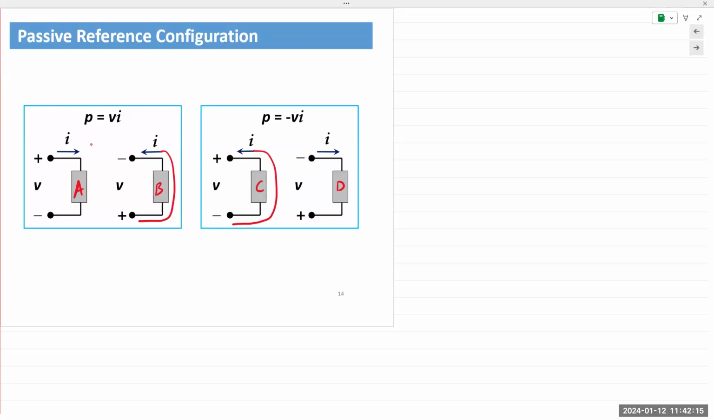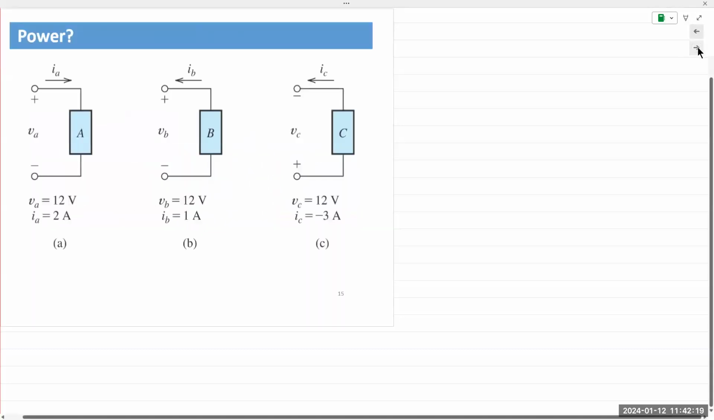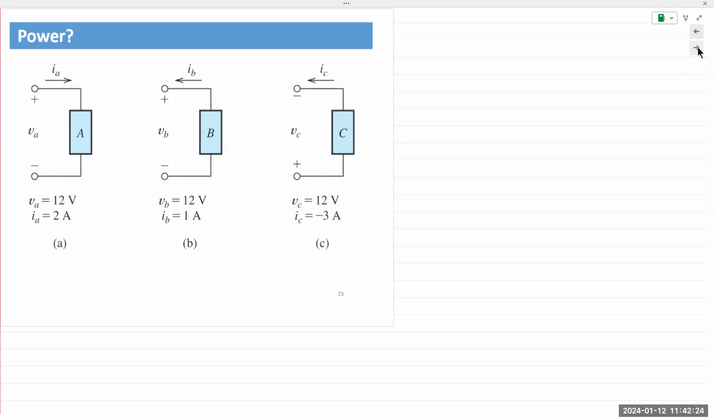Let's look at some examples that will make it clear. So again, the assumptions at the beginning of the problem are already made. We have the values, we have the current directions, we have the voltage polarities. Whether they are given to us or whether we make an assumption is irrelevant at this point. We simply look at the information that we have and we choose which equation to use.